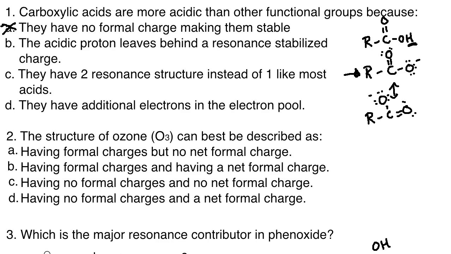B, the acidic proton leaves behind a resonance stabilized charge. Well, that's very true, all right? So let's look at the other answers, but I'm not going to throw out B right now, because when the acidic proton leaves, it does leave a resonance stabilized charge, and we do know that resonance adds to stability. It makes a better situation out of things. So maybe that acidic proton is willing to leave because it leaves behind a stable charge, and that's what makes it acidic.